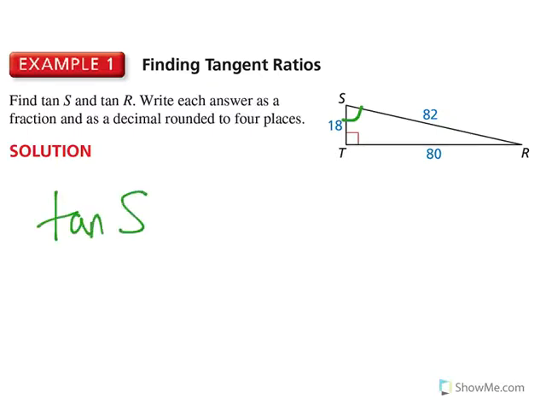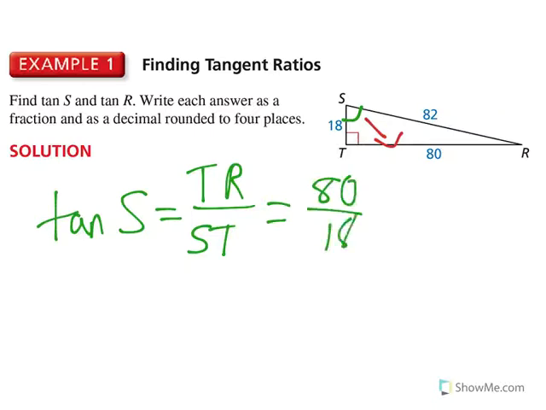it's going to equal the opposite leg. So opposite does not touch it. It goes across from it. So that would be our TR over our adjacent, the side that's right next to it. Not the hypotenuse. We said leg. So the leg right next to it is ST. We're not doing hypotenuse at all right now. So if I plug those in, TR is 80, ST is 18.